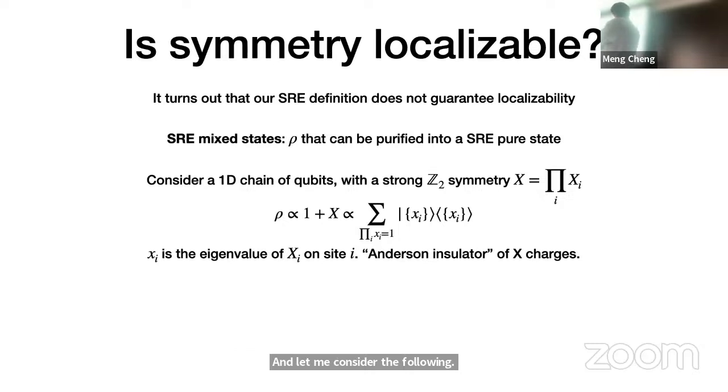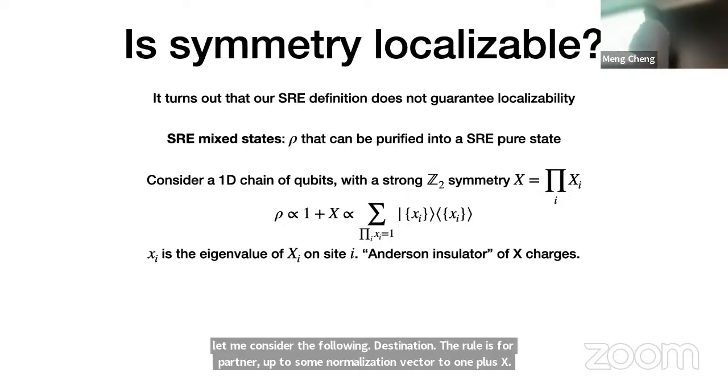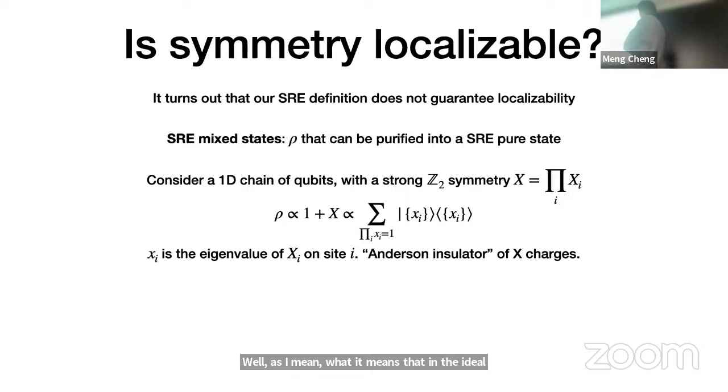What does it mean? Well, it means that in the eigenbasis of X, which I denote as a bit string of little x is 1 or minus 1, this is just the identity operator when the total X is 1, otherwise it's 0. So you only include states which have total X charge equal to 1 in the sum, with equal weight, and no other states.